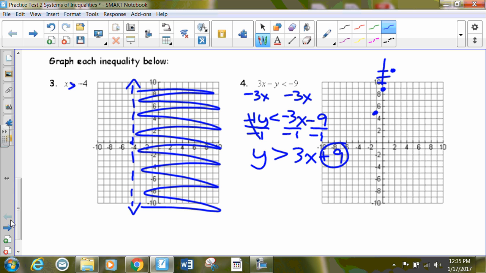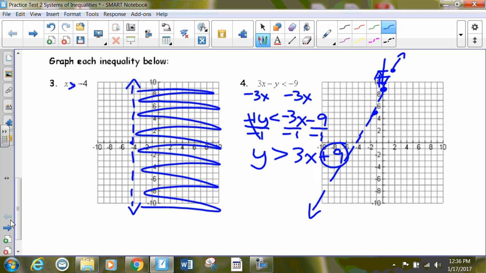And because I don't have a solid line underneath that greater than sign, I'm going to have to make this a dotted or a dashed line. And I'm going to shade. It says y is greater than. I'm going to put my pencil right there on my y-intercept. And it says greater than. That means I shade up above the line.